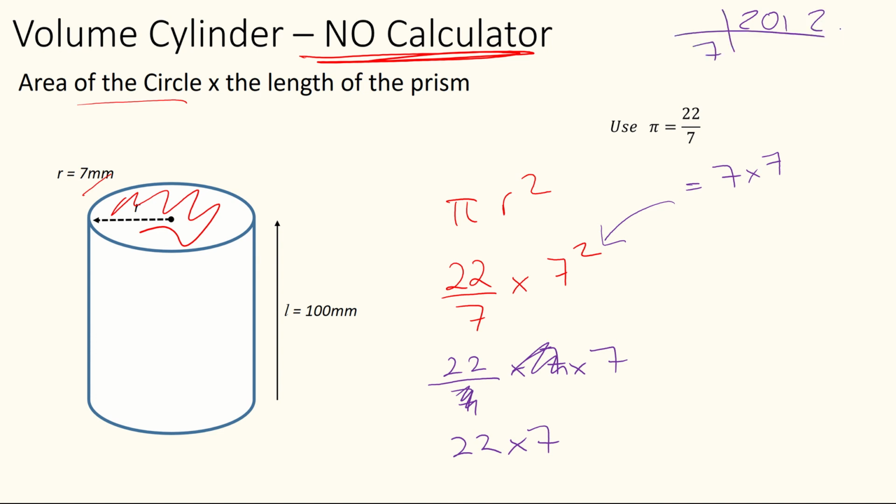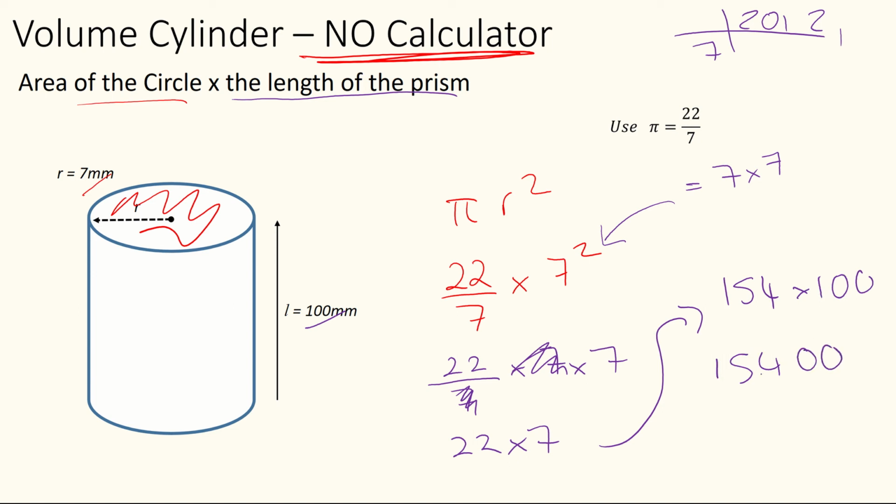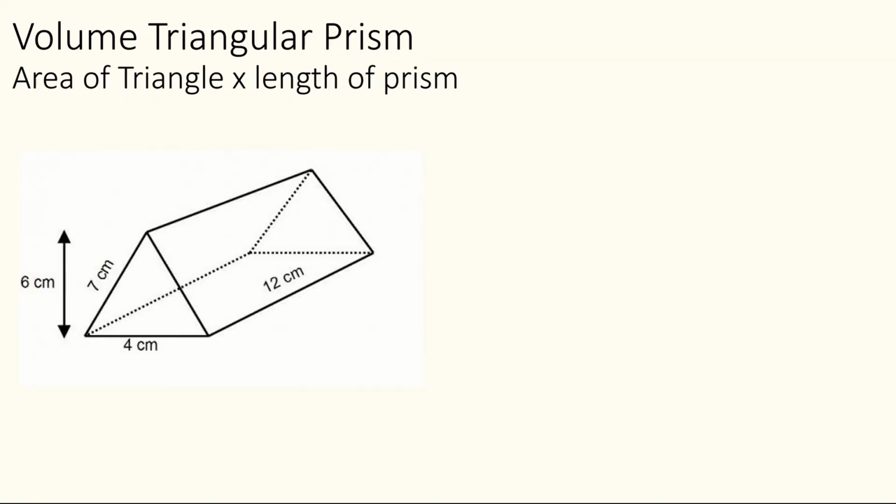If I was to solve that first, you could go ahead and do a grid and work it out that way, but I know it actually equals 154. And then don't forget, I've got to times it by the length of the prism as well, so that's times 100, which fortunately means we just bang on two zeros on the end, giving us 15,400 millimeters cubed. I quite like that one for a fraction.